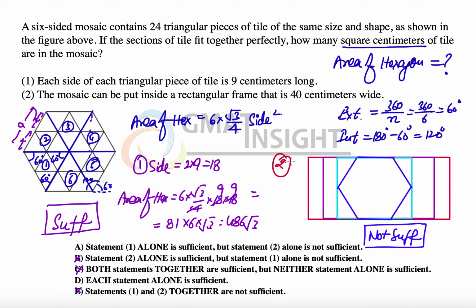But here the question does not mention anything like that, so we say that the second statement is not sufficient, and therefore the final answer to the question becomes option A, because statement 1 alone is sufficient but statement 2 alone is not sufficient. I hope you enjoyed the explanation.